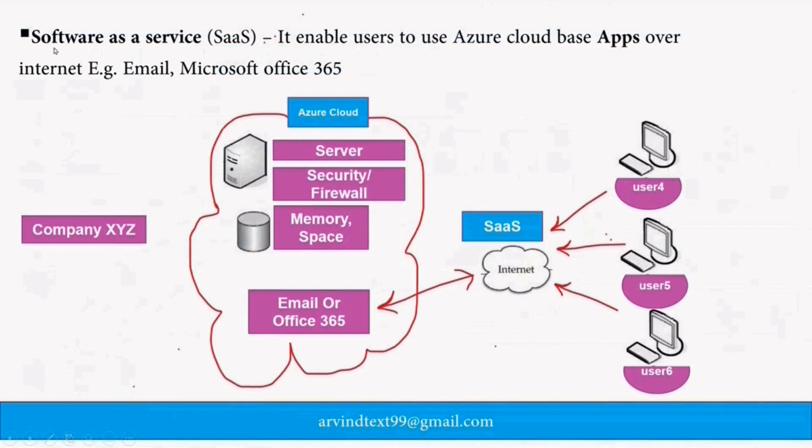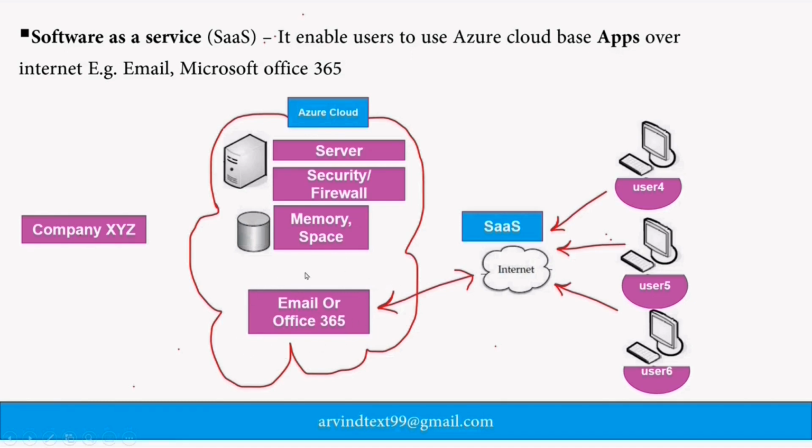So let's understand software as a service, SaaS. It enables users to use Azure cloud-based apps over the internet, for example, email or Microsoft Office 365. For example, this company XYZ has taken these services over cloud. Email or Office 365 is a part of SaaS.